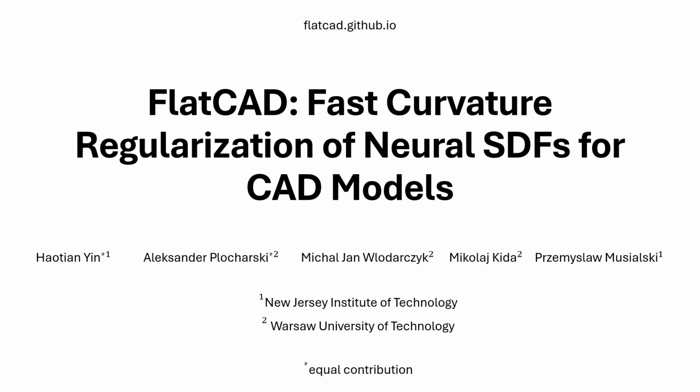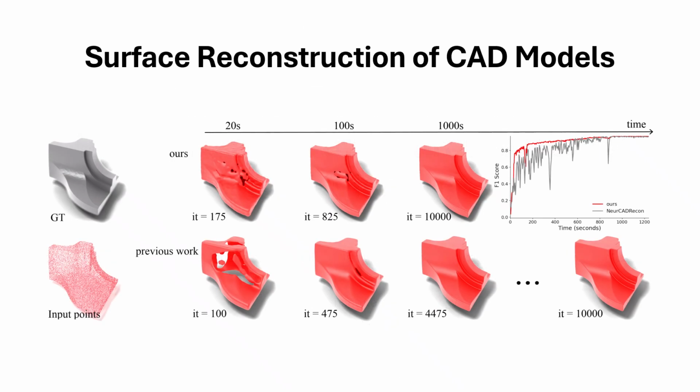A fast proxy for curvature regularization in neural SDFs. Imagine you've just scanned a mechanical part. We fit an SDF with a neural network, but the surface still carries tiny twists and dimples, artifacts that never existed in the original CAD.